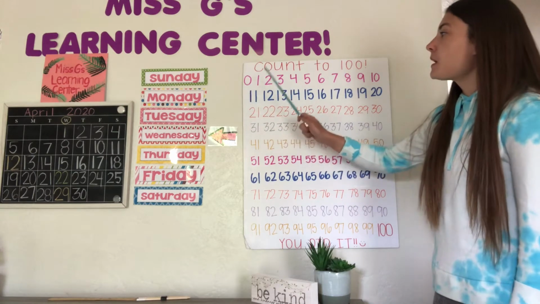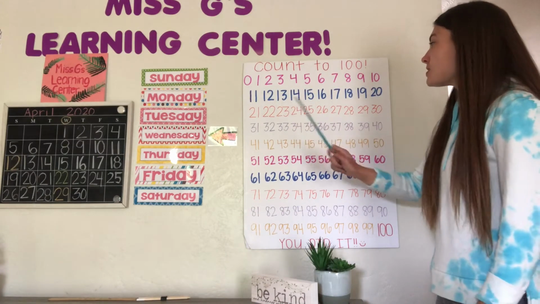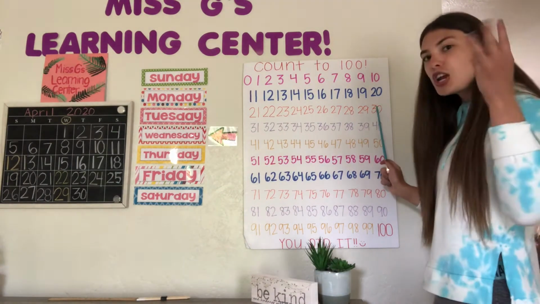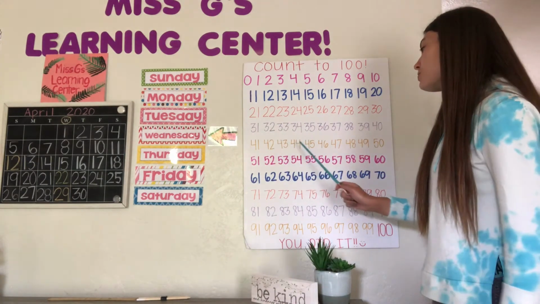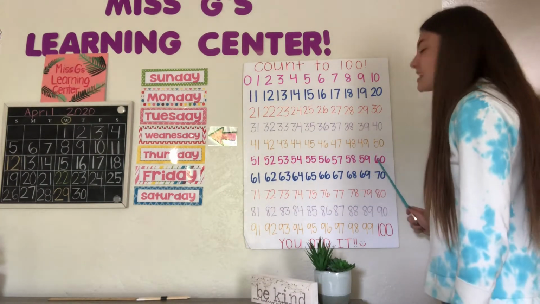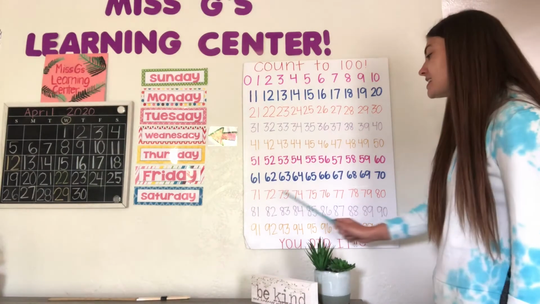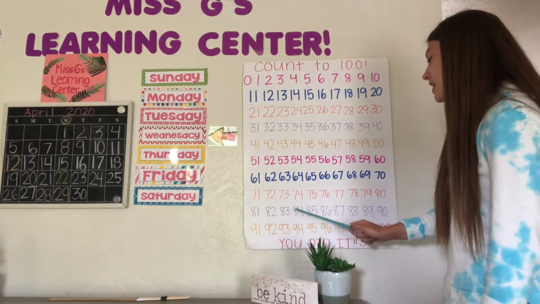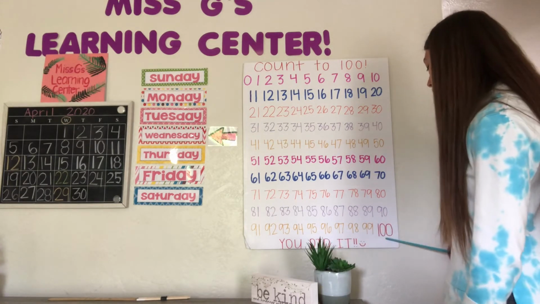Go. 0, 2, 4, 6, 8, 10, 12, 14, 16, 18, 20, 22, 24, 26, 28, 30, 32, 34, 36, 38, 40, 42, 44, 46, 48, 50, 52, 54, 56, 58, 60, 62, 64, 66, 68, 70, 72, 74, 76, 78, 80, 82, 84, 86, 88, 90, 92, 94, 96, 98, 100.